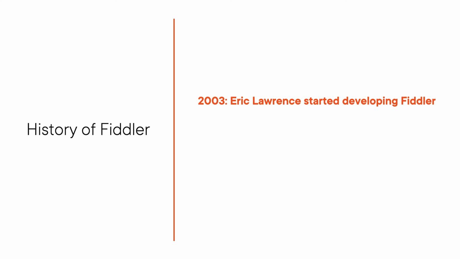Fiddler started as Eric Lawrence's side project back in 2003. At the time, he was working as a program manager on the Office clipart team at Microsoft. Originally, Eric developed Fiddler as a tool to help with visualizing the traffic between a client application that communicated to a web server that would deliver clipart. The tool allowed testers and developers to, quoting Eric, fiddle with traffic, and that's how Fiddler got its name.